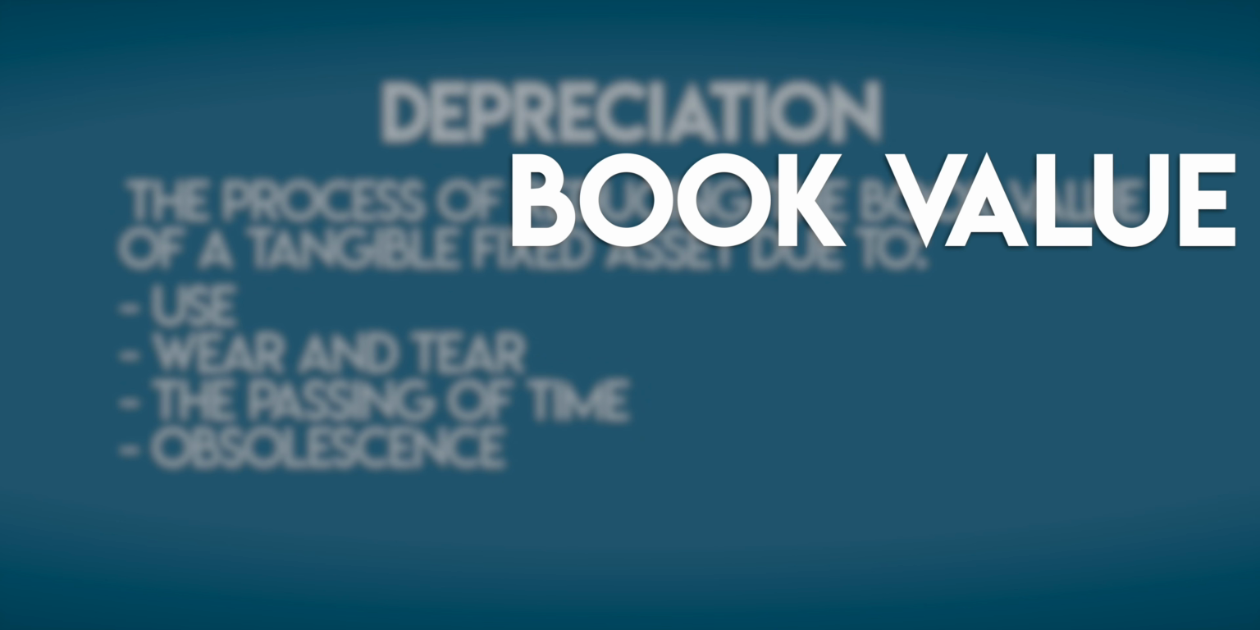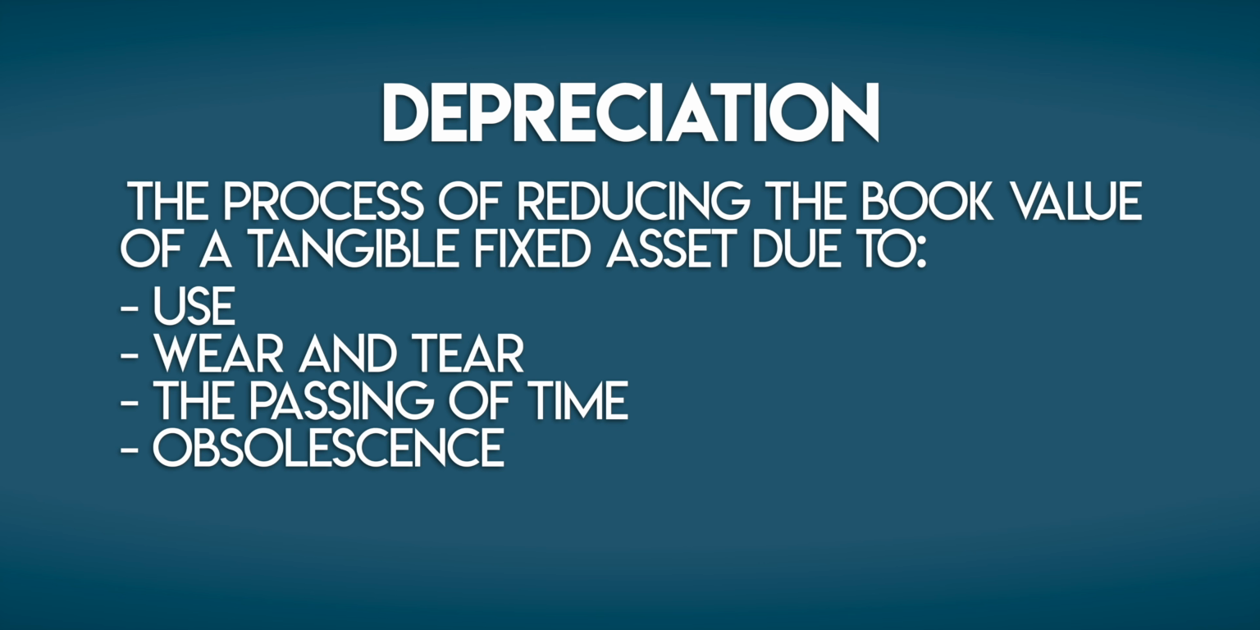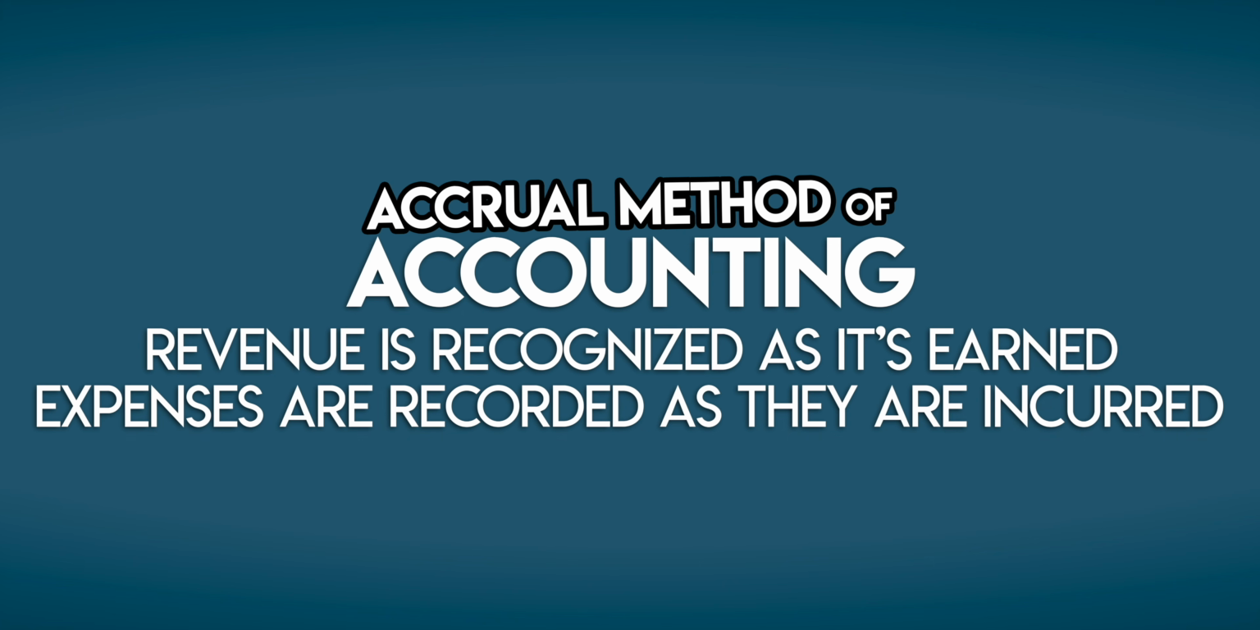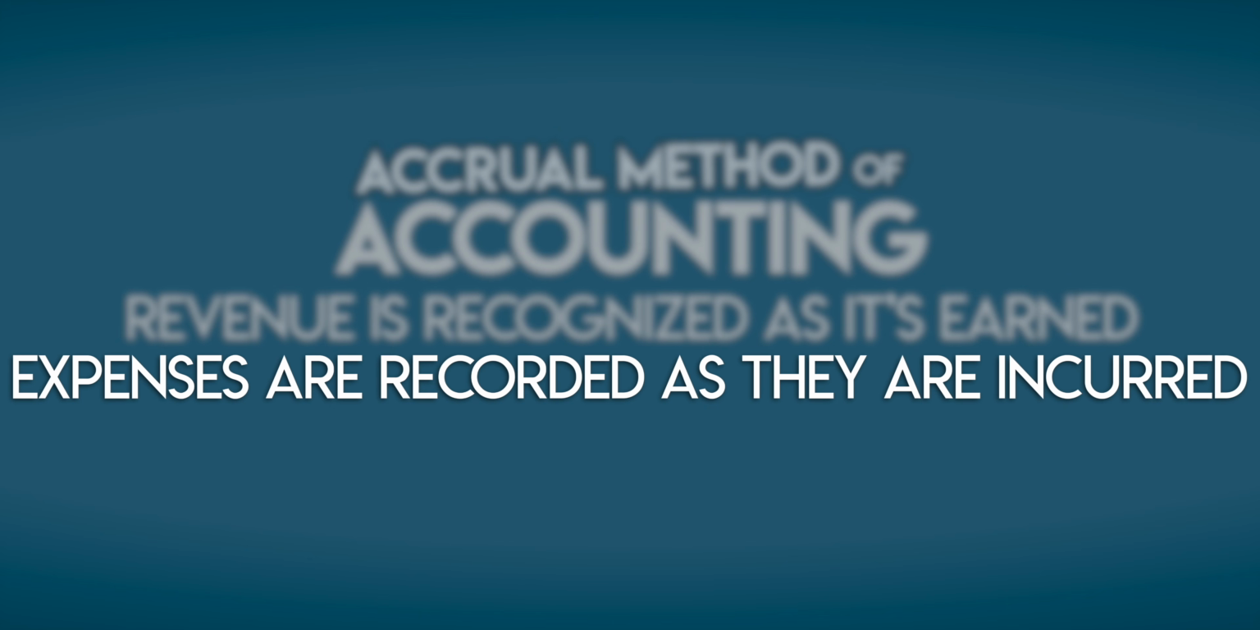The book value of your oven is its carrying amount in your business's accounts. We'll get into this soon, but first, why do we depreciate? In accrual accounting, revenue is recognized as it's earned, and expenses are recorded as they are incurred. With depreciation, we're particularly interested in this second line. Expenses are recorded as they are incurred. What does this mean for fixed assets like your oven?